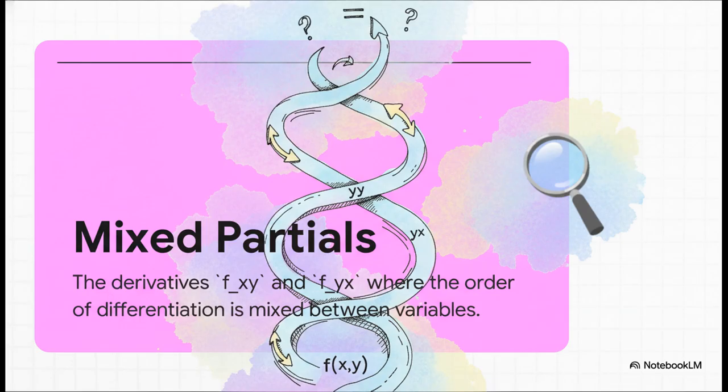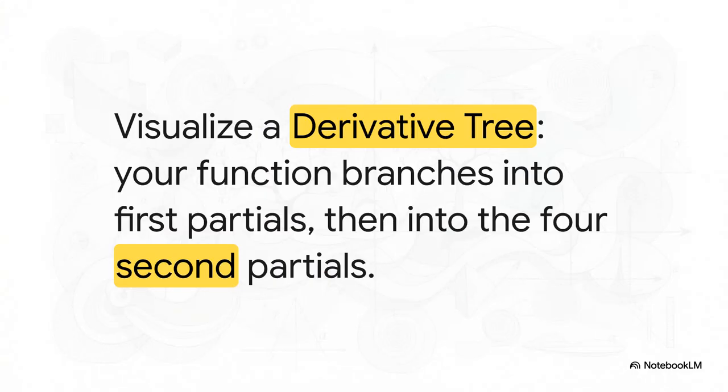This is the absolute heart of the question we asked at the very beginning. Are they the same thing? Does the path you take even matter? A really cool way to picture this is to think of a derivative tree. Your original function, f of x comma y, that's the trunk. From there, you get your first two big branches, the first partials, f sub x and f sub y. And then each of those branches splits again, giving you a total of 4 branches at this second level.